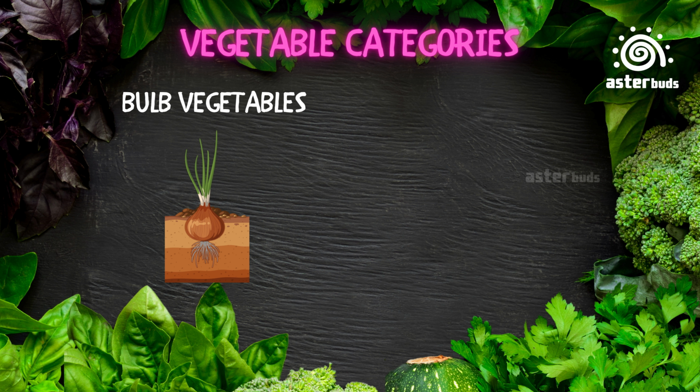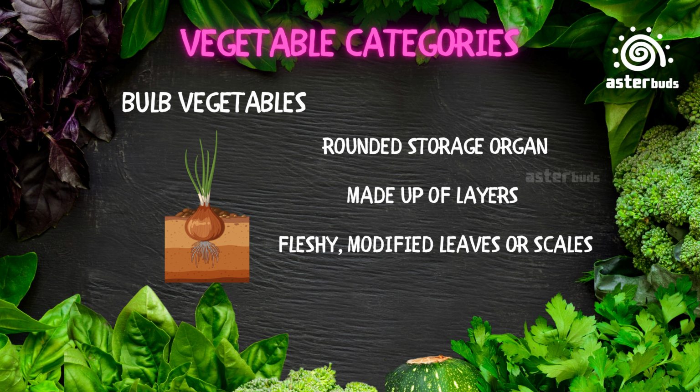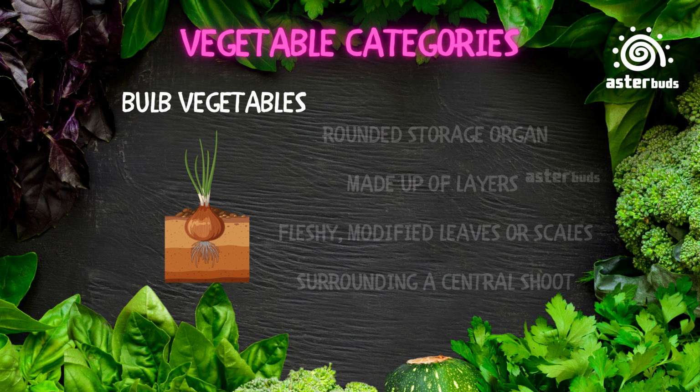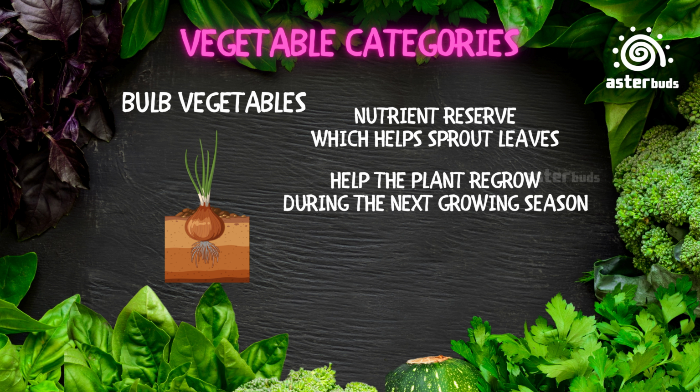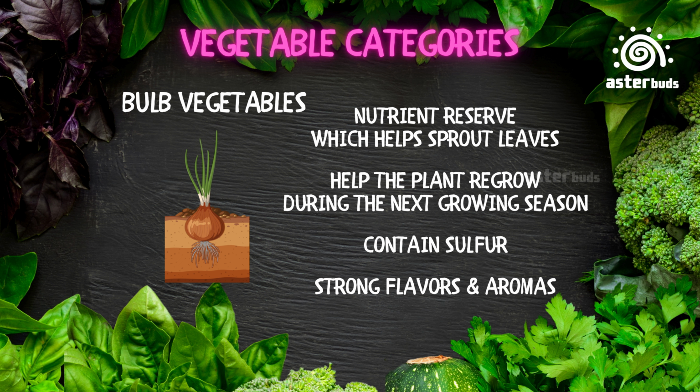Bulb vegetables. A bulb vegetable also grows underground, and it's a rounded storage organ made up of layers of fleshy, modified leaves or scales surrounding a central shoot. Serves as a nutrient reserve which helps sprout leaves and helps the plant regrow during the next growing season. Example: an onion stores food in its fleshy layers, which eventually sprout into leaves. Bulb vegetables contain compounds like sulfur, contributing to strong flavors and aromas.